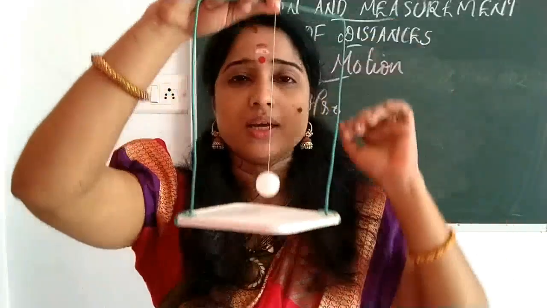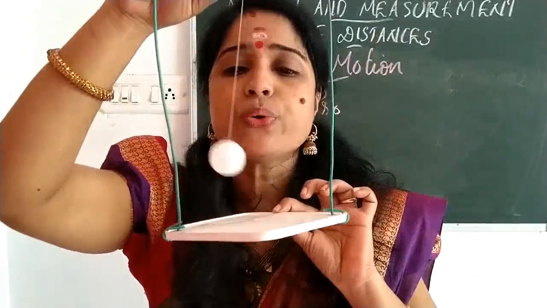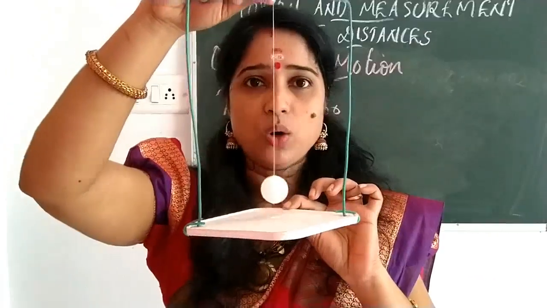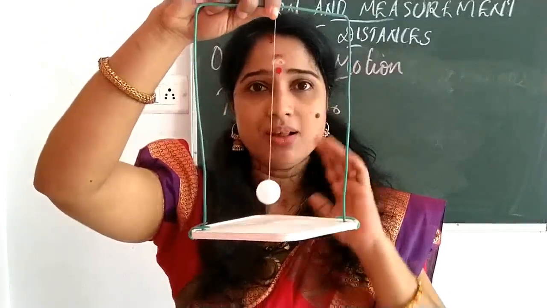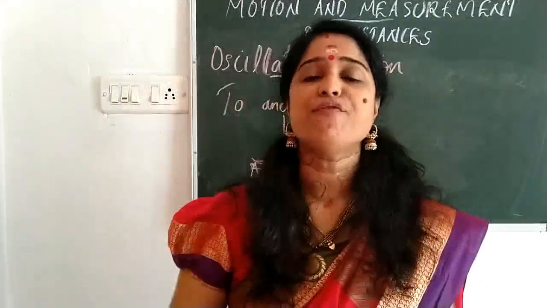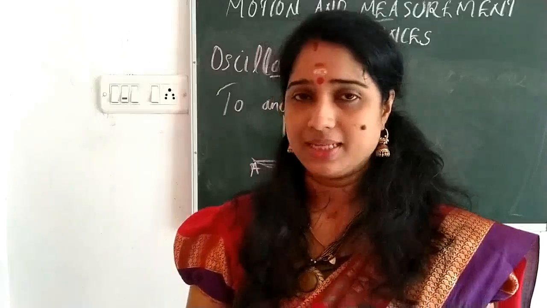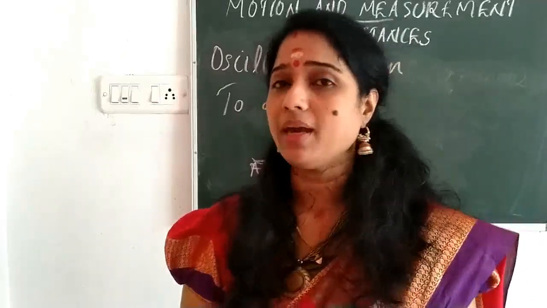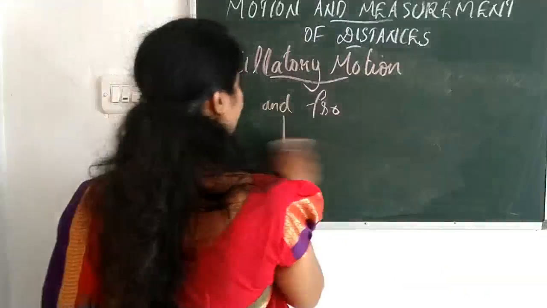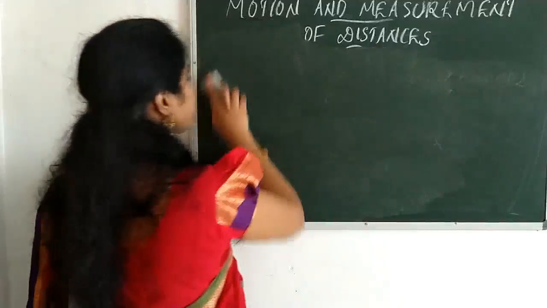Just observe this once again. Beforehand this object is at rest. When I blow air, what happened? Definitely, it starts to move. That is to and fro motion. It is known as oscillatory motion. Clear? So it can be periodic motion also. Now we can move on to the last type of motion, the vibratory motion.